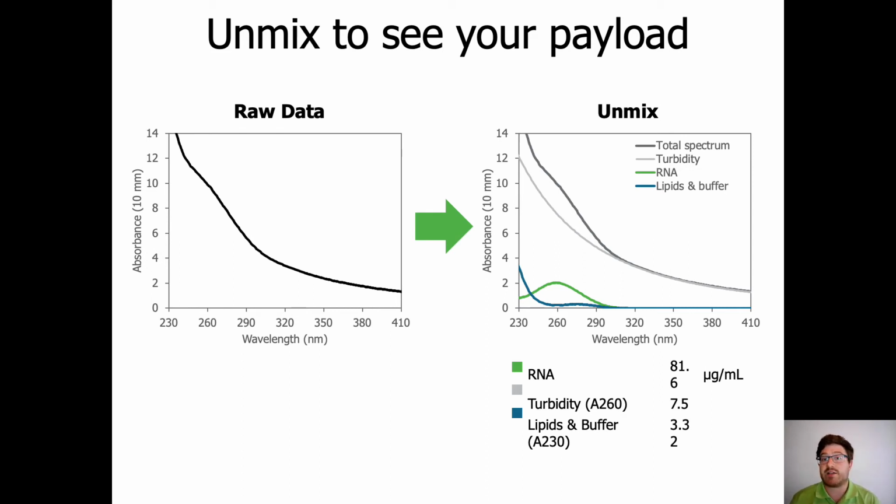Green here is the isolated signal from RNA, and that will be our total RNA concentration. Blue is the UV-Vis absorbance signal from other components in our sample, so UV absorbing lipids, excipients, and buffer components. Stunner separates the contribution of those three groups, turbidity, RNA, and other components, to quantify total RNA concentration in less than a minute per sample from just 2 microliters, and this all without any dyes, reagents, or complicated workflows.